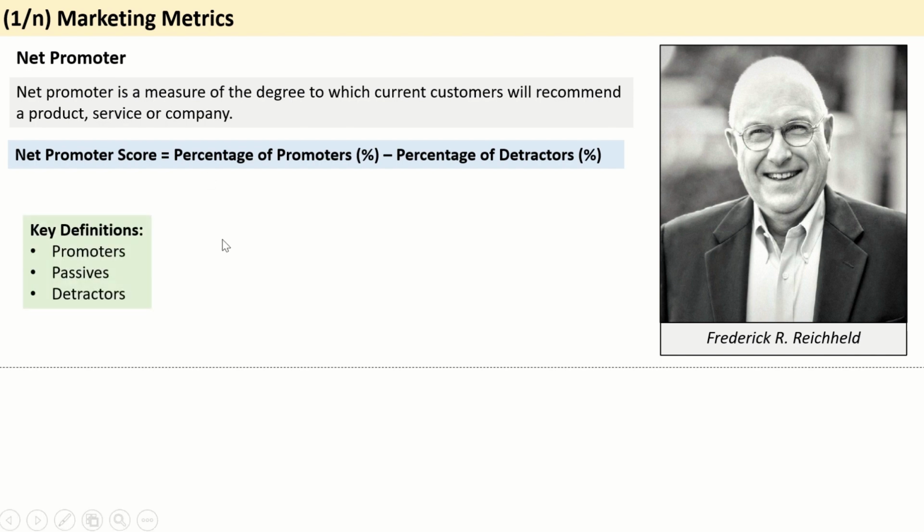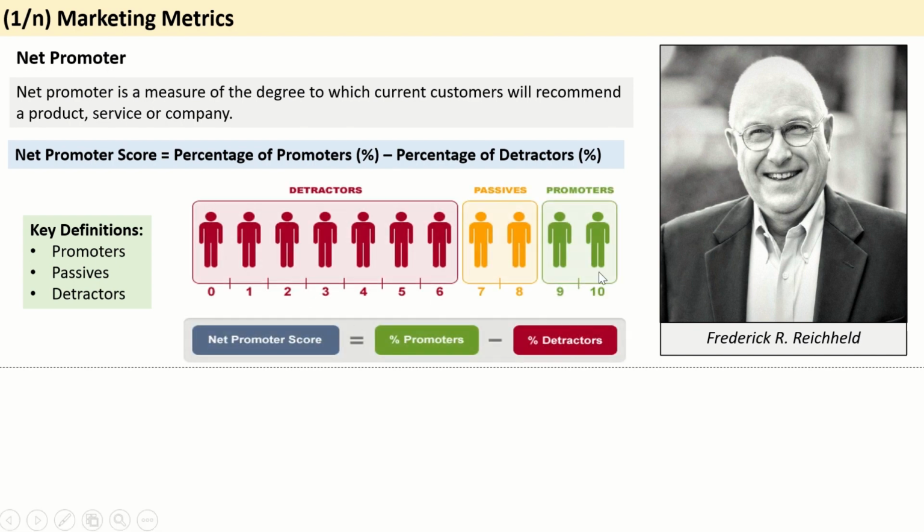Now let us look at the key definitions. We have promoters, passives, and detractors as the components of the above formula. Who are the promoters? The customers who are willing to recommend the company to others and who gave the company a rating of 9 or 10 on a scale of 1 to 10 are promoters, represented by the green. Passives are satisfied but unenthusiastic customers, with ratings of 7 or 8. Detractors are the customers who are unwilling to recommend the company to others, with a rating of 0 to 6. A high NPS score generally means that a company is doing a good job of securing their customers' loyalty and active evangelism.